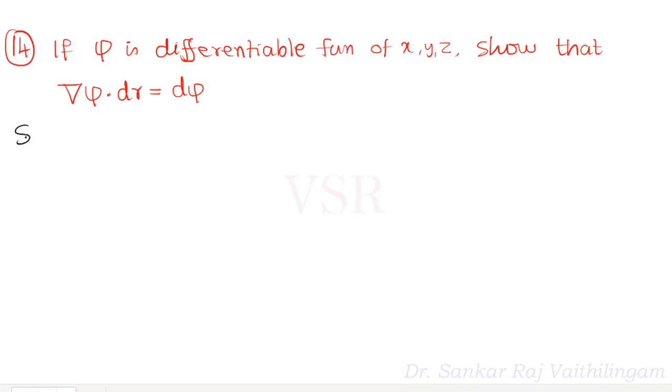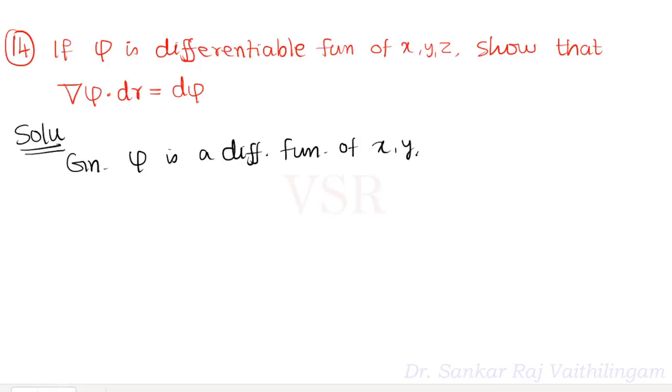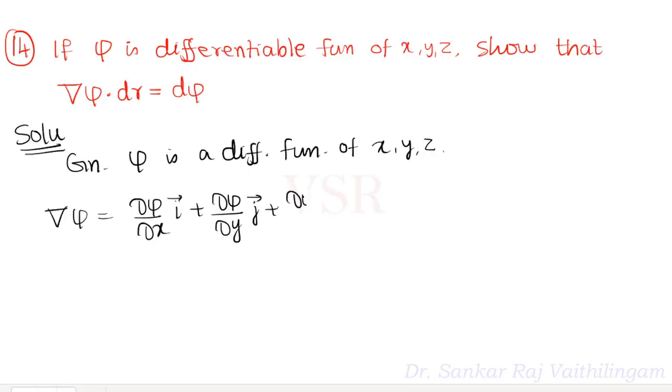Solution. Given phi is a differentiable function of x, y, z. So what is del phi? This is equal to dou phi by dou x into i vector, plus dou phi by dou y into j vector, plus dou phi by dou z into k vector. This is del phi.